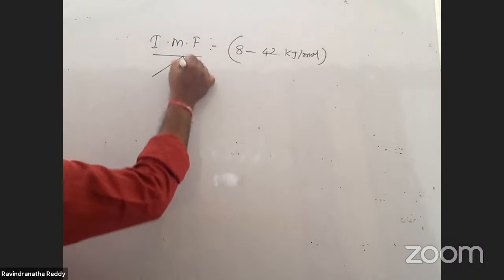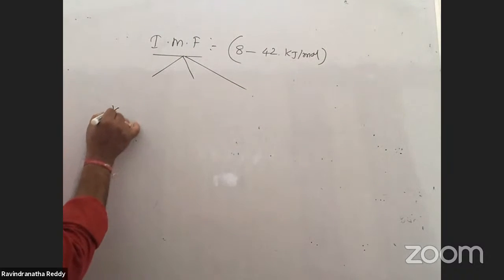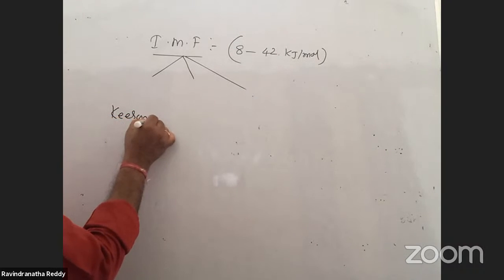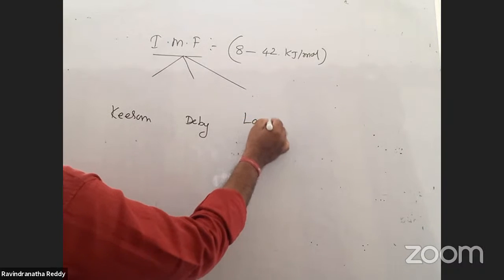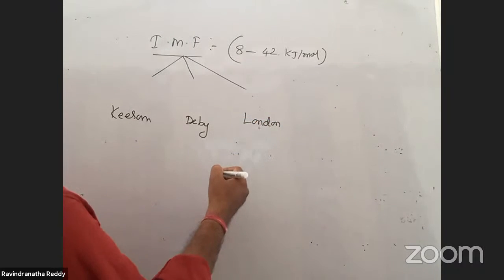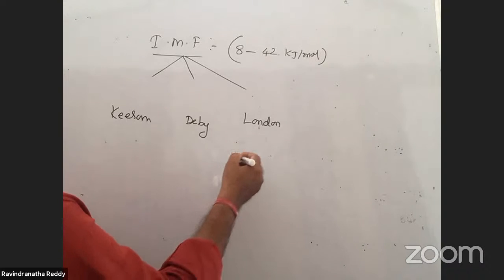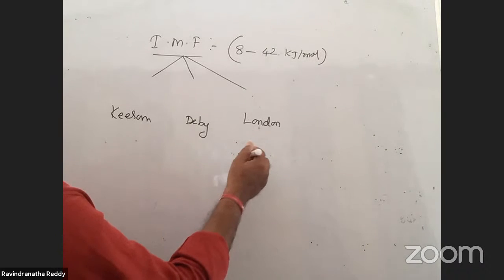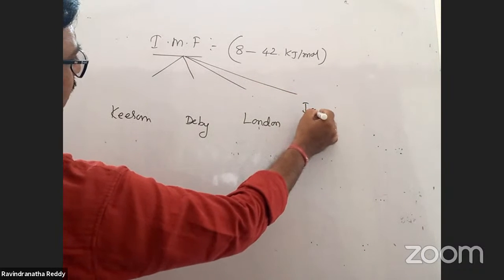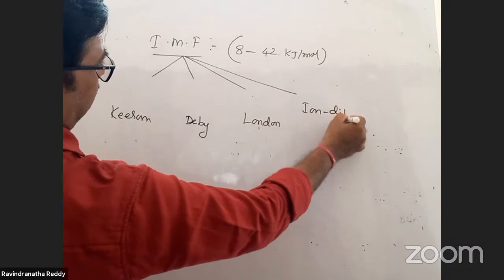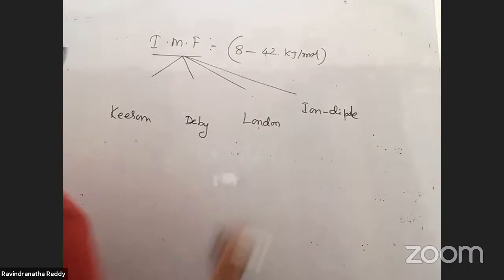There are different types of intermolecular forces: Keesom forces, Debye forces, and another one is London forces or dispersion forces, which are weak forces of attraction, or induced dipole. And like that, ion-dipole interactions. So different kinds of intermolecular forces are there. What is the meaning of Keesom forces?